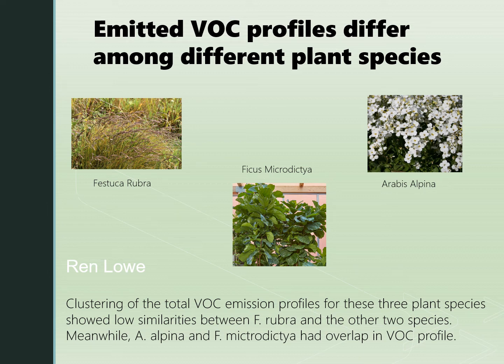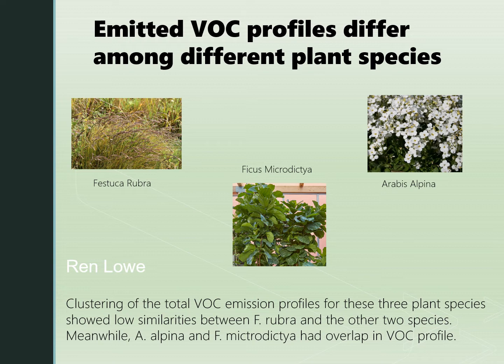Hi, my name is Ren, and for my data analysis report, I decided to compare the volatile organic compound, or VOC, profiles of three different plant species: the Festuca rubra, Ficus microdetia, and Arabis alpina. These are grass species, fig plants, and alpine flowers, respectively, and I hypothesized that they would have very different VOC profiles because of their different geographies, different climates, and different multi-trophic interactions that they engage in, different pollinators and different predators in each ecosystem. And this hypothesis was mostly supported.